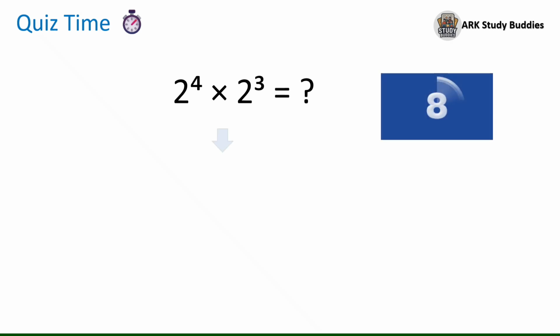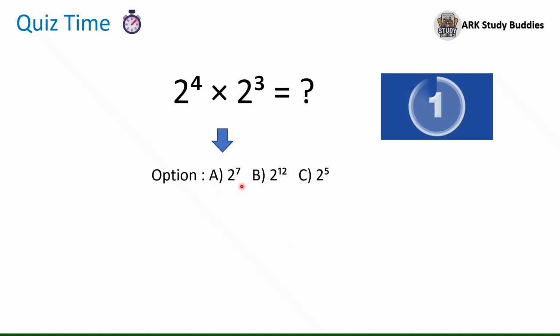Let's have a quiz. 2 to the power of 4 into 2 to the power of 3 is equal to how much? Let's take 10 seconds. Options are A, 2 to the power of 7, B, 2 to the power of 12, C, 2 to the power of 5.